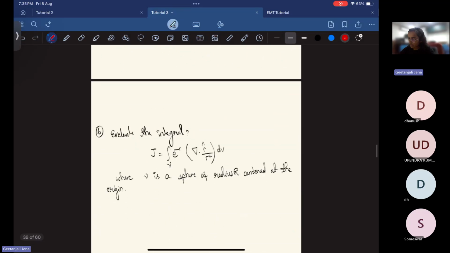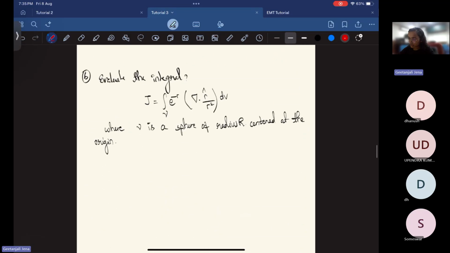Okay. So the next one is based on the Dirac delta function, which is quite easy. It can take hardly 1 minute to find out the answer. So solve it. Let me know the answer for this.